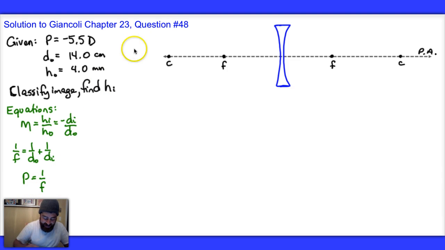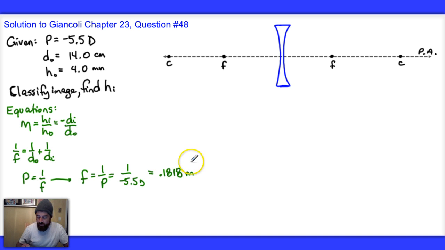Now, this isn't absolutely required, but let's go ahead and do it. I find I usually start solving my problems this way. I'll explain in just a bit why you don't have to do this, but I'm going to solve for the focal length, and the focal length is going to be 1 over the power in diopters. Now this is going to be negative, so it's going to be 1 over negative 5.5 diopters, and I get a focal length of 0.1818 meters, or about 18.2 centimeters.